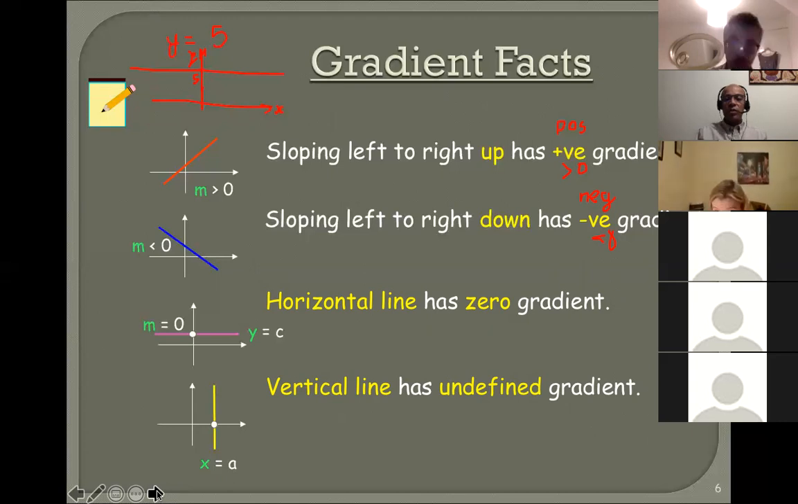Okay, so I've not given you the formula of the straight line yet, but at the moment we're looking at gradient in this chapter.